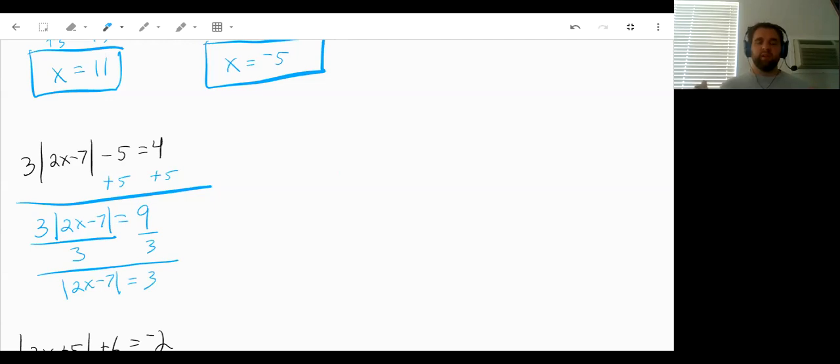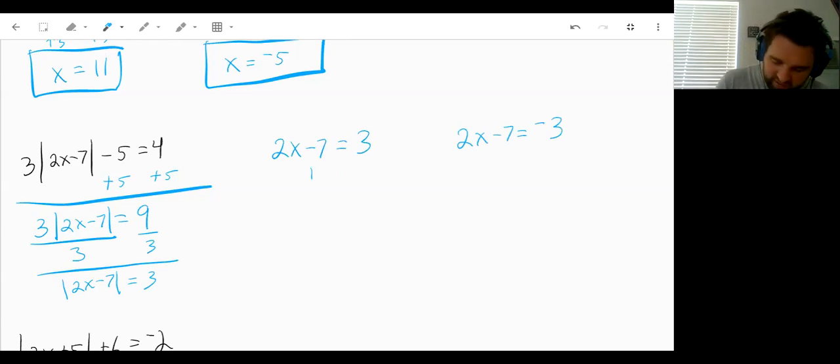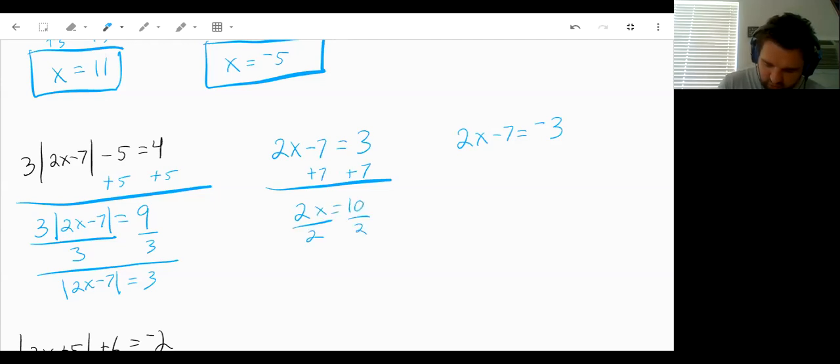Now remember, when you get it down to just the absolute values, you have two different options. The first is your answer came out to be positive. So you might have a 2x minus 7 equals a positive 3. Or it might have come out to be negative, and the absolute values turned it positive. So we could also have the option of 2x minus 7 equals -3. Well, now we can go and add 7 to both sides. Get a 2x equals 10, divide both sides by 2, x equals 5.